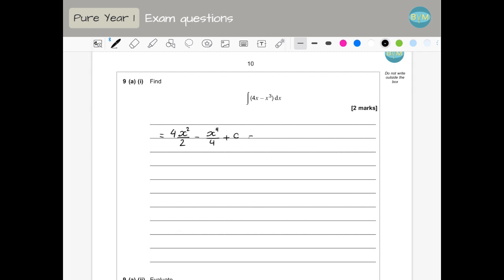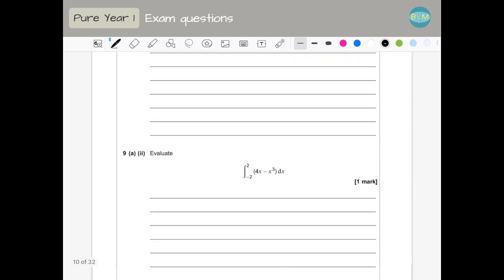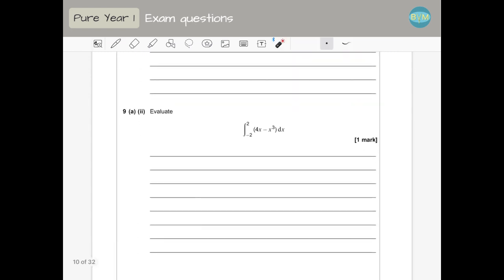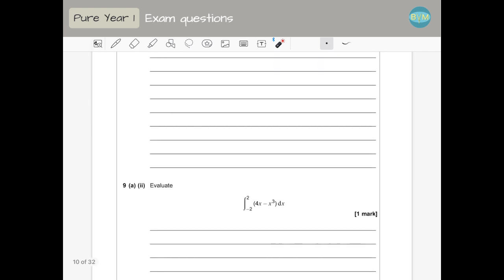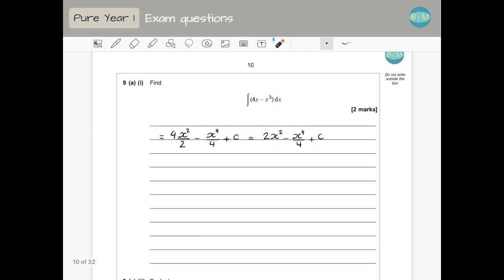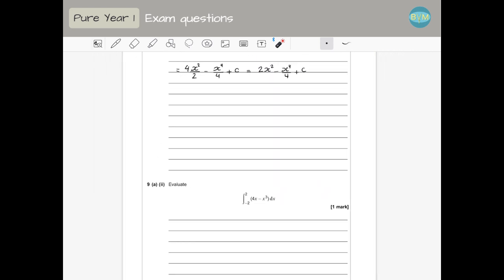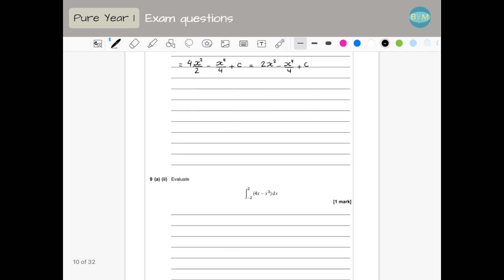And now I'm going to simplify the coefficient. So 4 divided by 2 is 2, x squared, and minus x to the power of 4 divided by 4 plus c. Yeah, that's it. Then I have to evaluate this integral, which is the same integral between minus 2 and 2. So I'm going to copy already my answer for first part A.